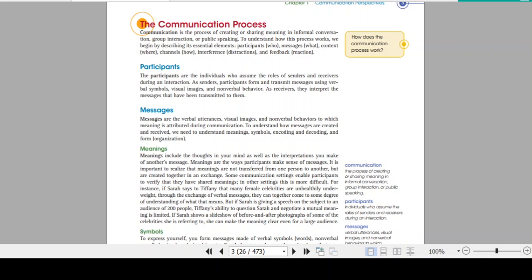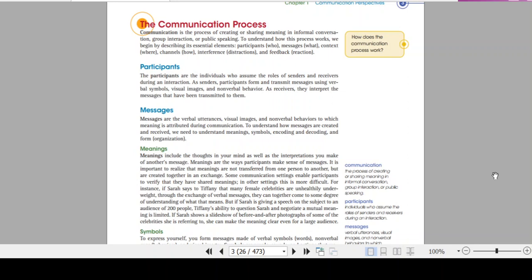Then I discussed the participants. The participants are the individuals who assume the roles of senders and receivers during an interaction. As senders, participants form and transmit messages using verbal symbols, visual images, and nonverbal behavior. As receivers, they interpret the message that has been transmitted to them.